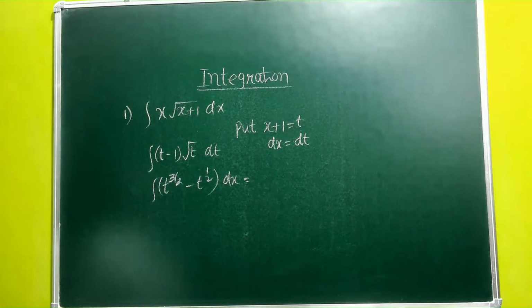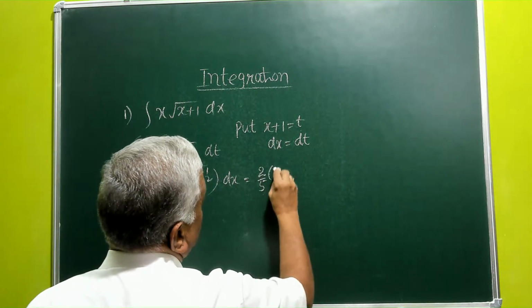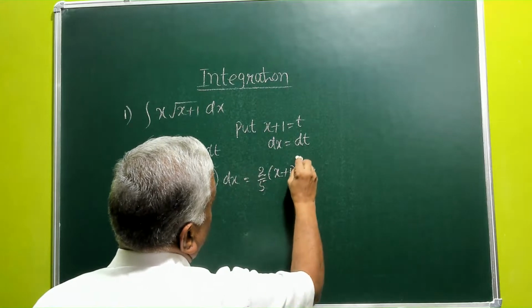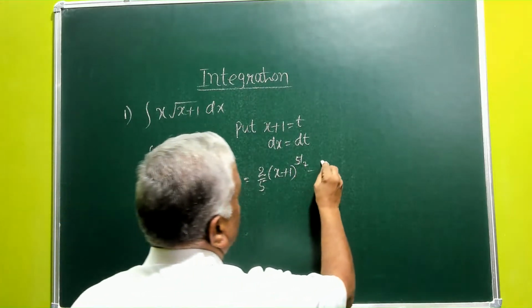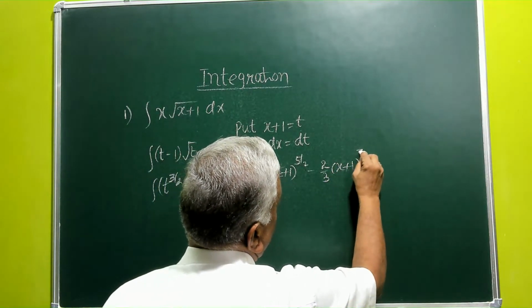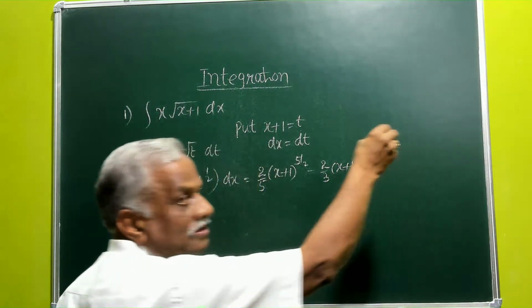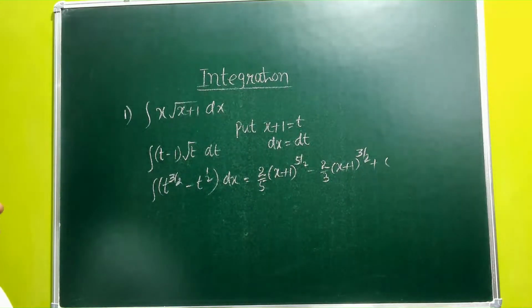So 3 by 2 plus 1 is 5 by 2. That is 2 by 5. What is t? x plus 1, to the power of 5 by 2. Half plus 1 is 3 by 2. That is 2 by 3, x plus 1 to the power of 3 by 2. They would have given 4 answers. Search for the right answer and take this.